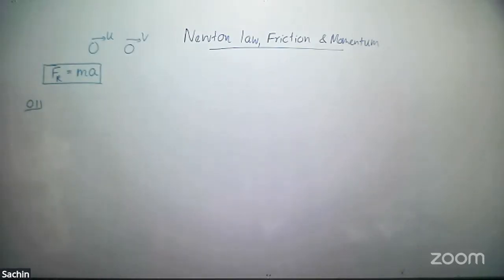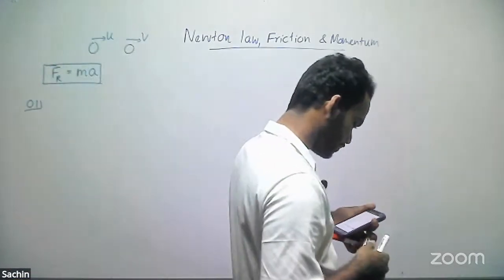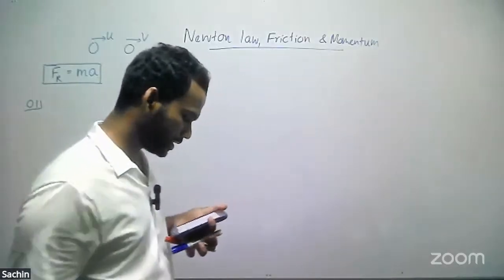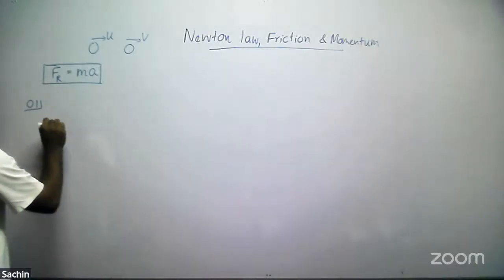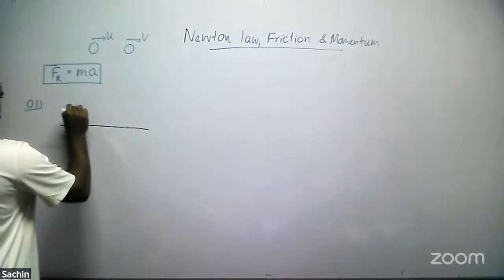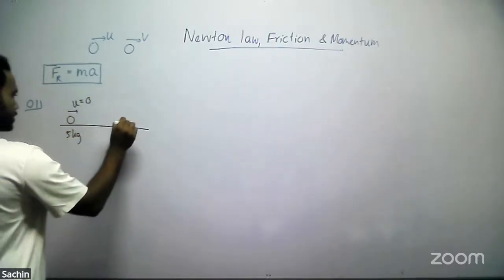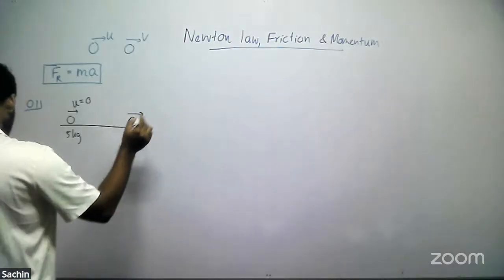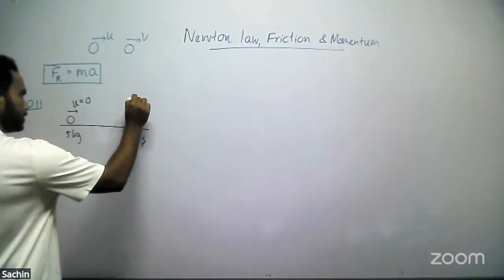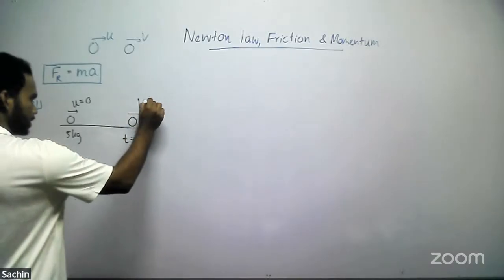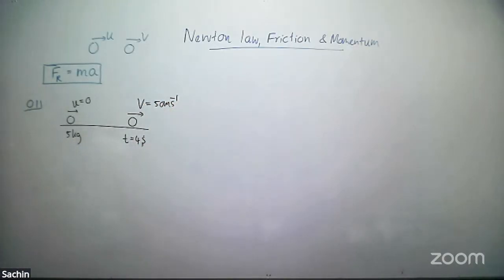First question: an object with mass 5 kilogram started its motion from rest and achieved 50 meters per second velocity in just 4 seconds. Calculate the force exerted on the object. So very simple question. Initially there is an object whose mass is 5 kilogram, and by the time 4 seconds pass, it will achieve a velocity of 50 meters per second. So they are asking to calculate the force.